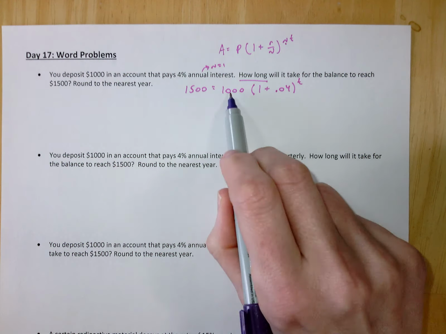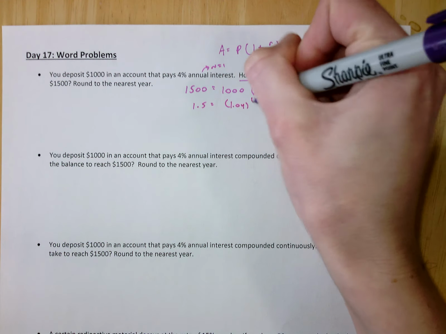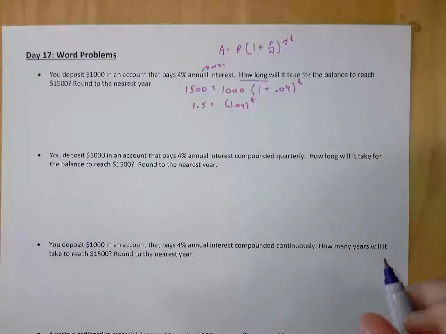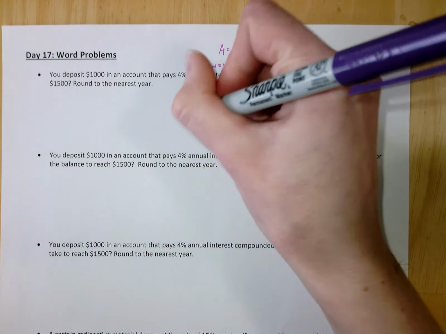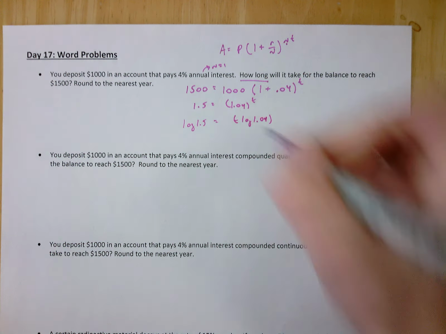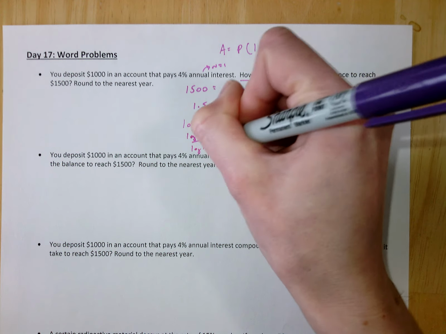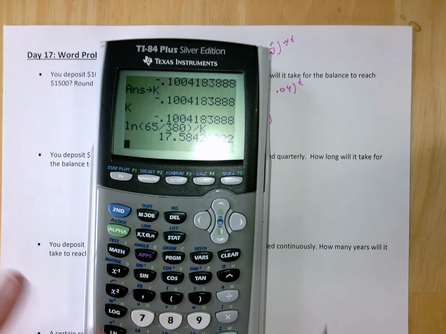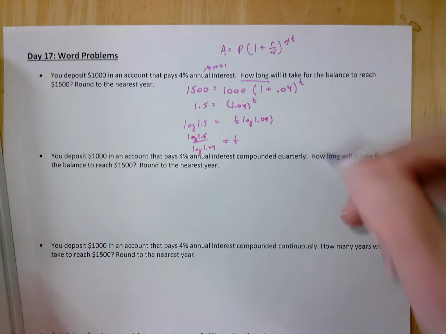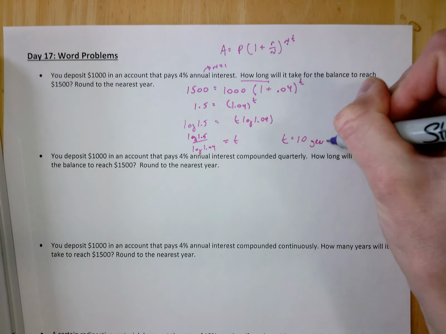Okay, great. So we're going to solve this. I'm going to divide both sides by 1,000. That gives me 1.5 on one side, and 1.04 raised to the t power. From there, you can either convert, or you could take the log of both sides. If I take the log of both sides, I have log of 1.5 equals t times the log of 1.04. To get t by itself, I will divide. Then I go to my handy dandy calculator and type in log of 1.5 divided by log of 1.04, and it tells me, to the nearest year, that it would be 10 years. And there we go.